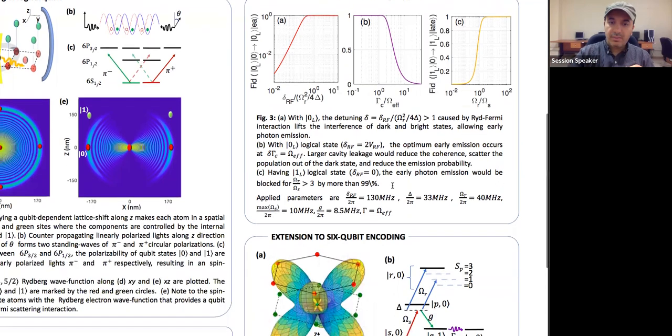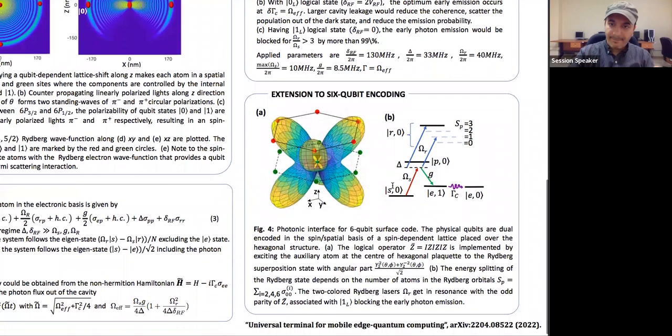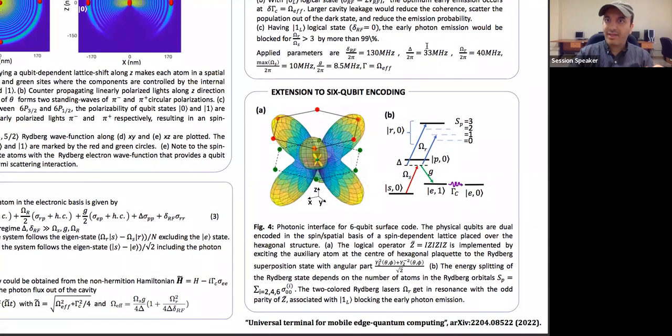And at the end, I discussed the logical operation with 6-qubit encoding. I designed a Rydberg cloud that could operate on the logical qubit of 6 on a hexagonal structure. And thanks for your attention.